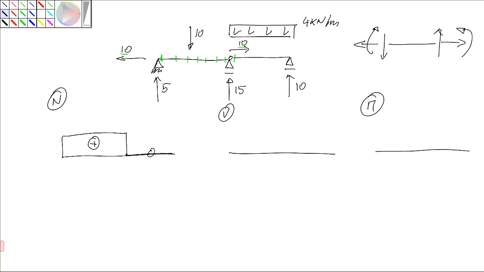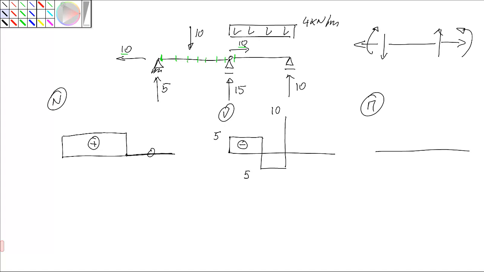Looking at shear, starting here, we first have a force of 5 upwards. Then up to this force of 10, nothing happens. So then we have a force of 10 downwards. So it was 5, it goes down 10, it goes to minus 5. Then nothing happens until the support. At the support, we have a force of 15 up. It was minus 5, it changes by 15, so it goes to 10.